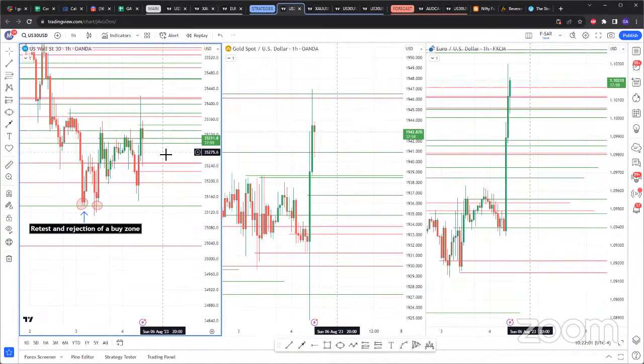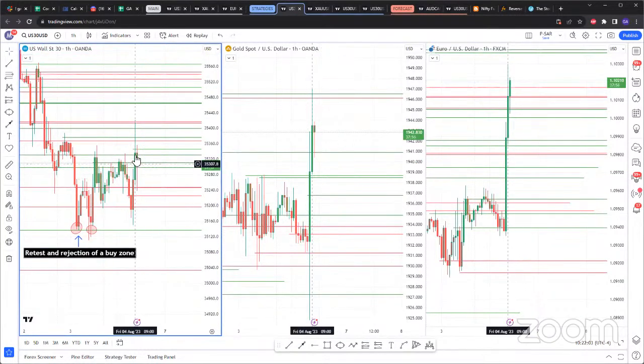And also looking at the hourly time frame, look at this, right? We have one green zone right here. So buy zone, and buy zone. So if US 30 closes above here, we are likely, right? This would be also a nice buy.